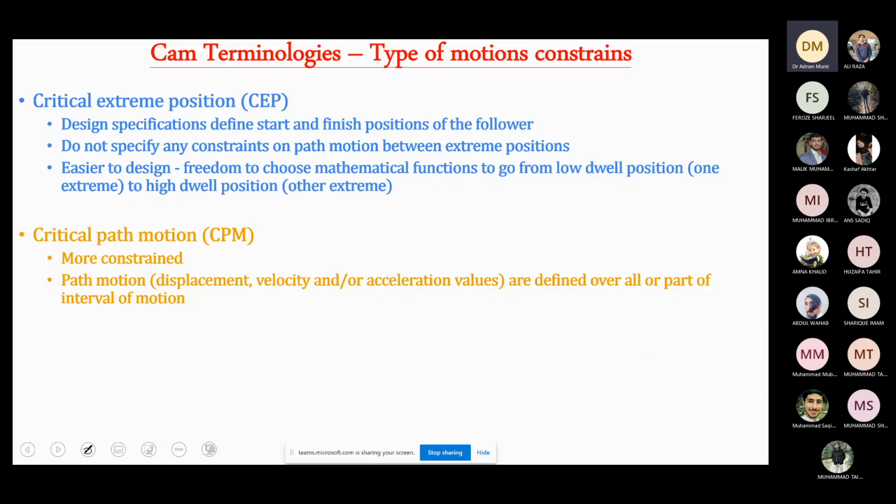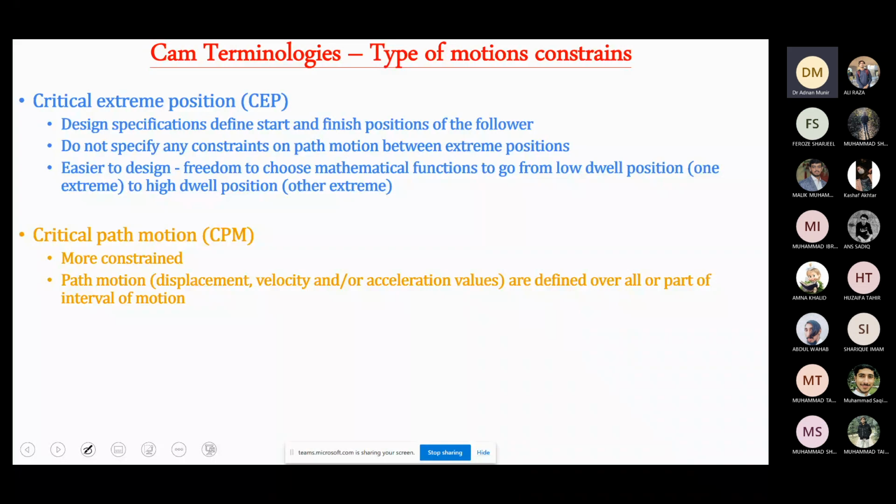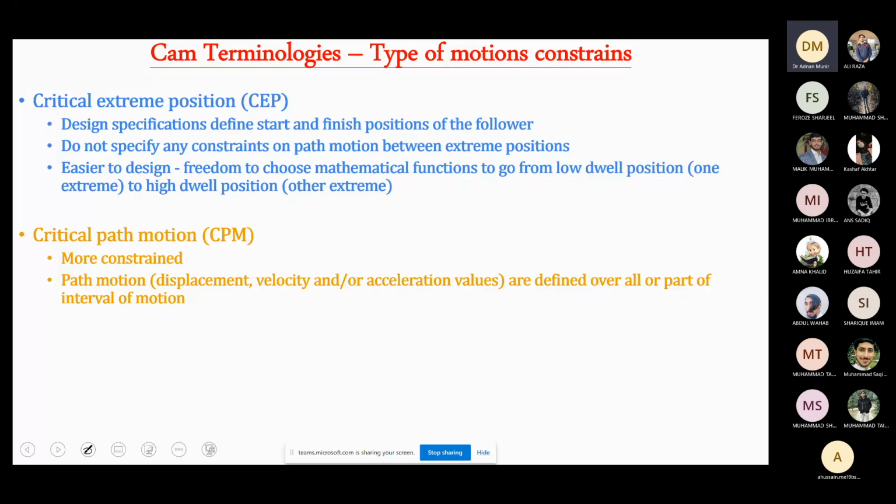But again, we will be discussing that there are certain rules to select the motion profile or path profile of the cam follower. So if our design does not satisfy those rules, then it is a bad design. Based on that, we will classify if it is a good design or a bad design. We will also be discussing those paths. And CEP does not specify any constraints on path motion between extreme positions. It is easier to design because of the freedom to choose the mathematical functions to go from the low dwell position, one extreme, to the high dwell position.